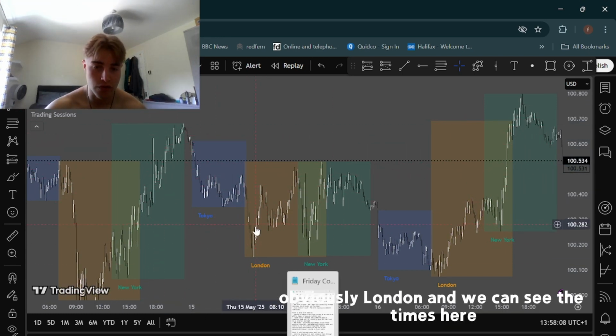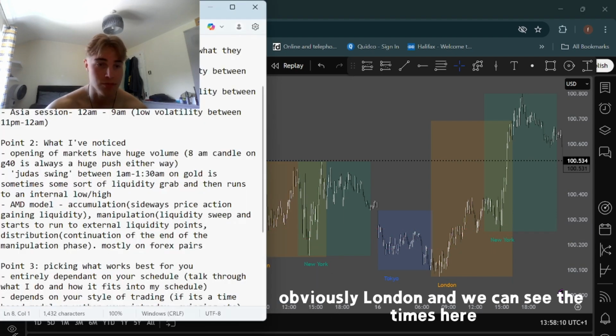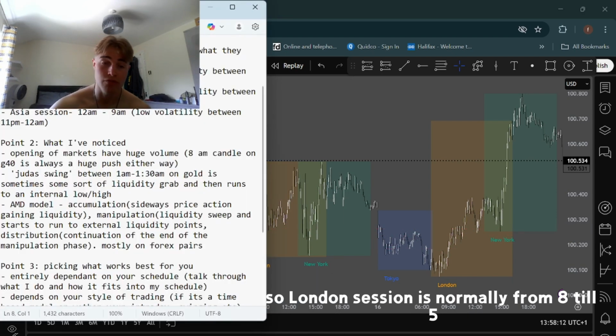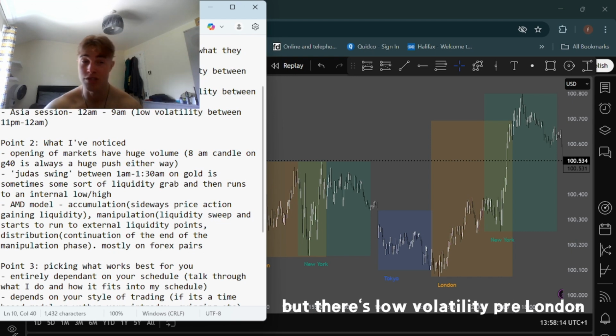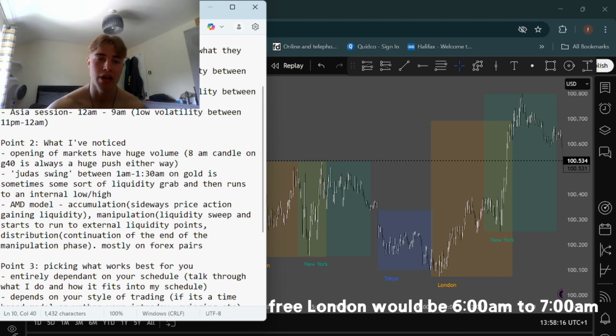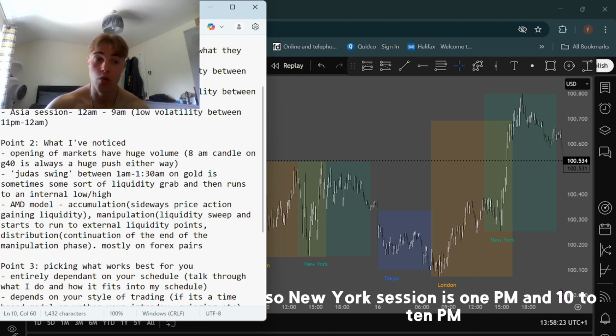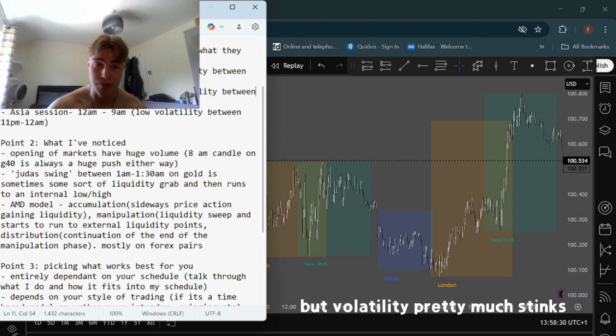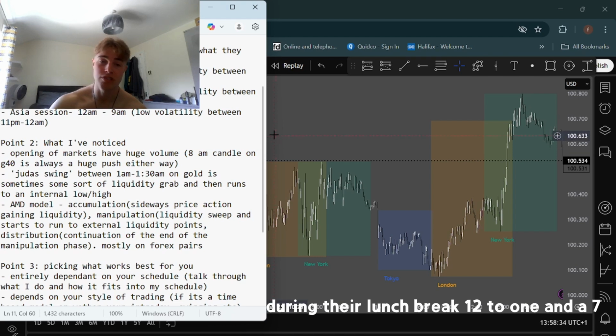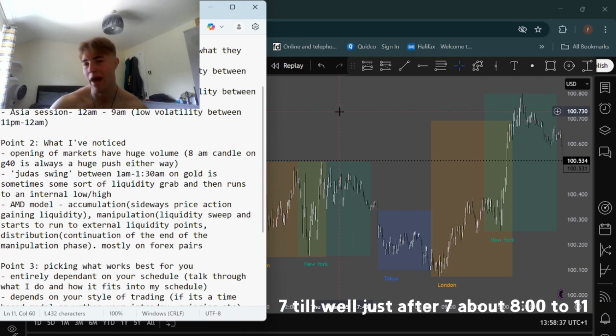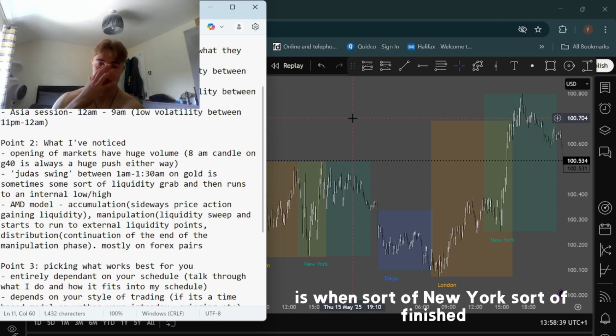Then you've got London, and we can see the times here. The London session is normally from 8 till 5, but there's low volatility pre-London, which would be 6 a.m. to 7 a.m. The New York session, this is all GMT time by the way, is 1 p.m. to 10 p.m., but volatility pretty much stinks during their lunch break, 12 till 1. And just after 7, about 8 to 11, is when New York is sort of finished.